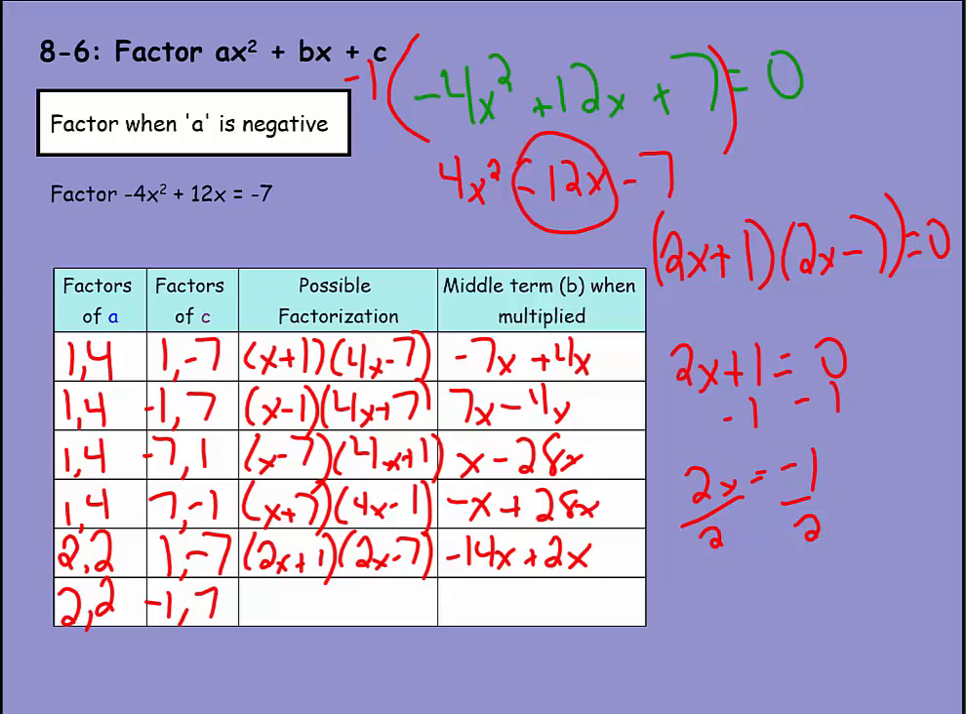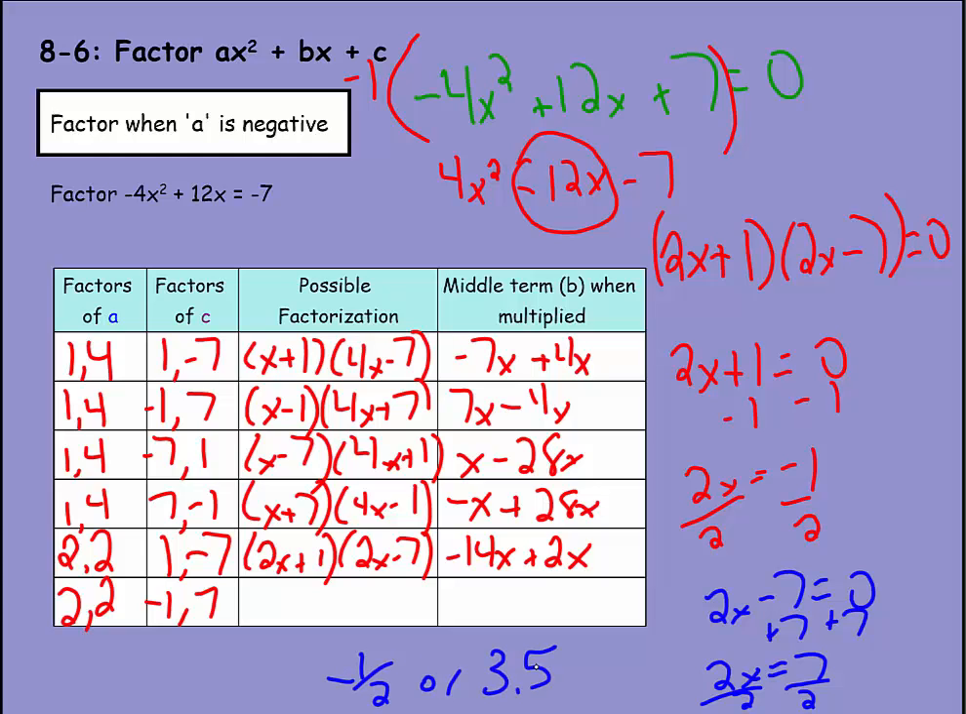Then we also have 2x minus 7 equals 0. So we can add 7 to both sides. So that gives us 2x equals 7. Divide both sides by 2, and that would be 3.5. So we would say it would be -1/2 or 3.5.